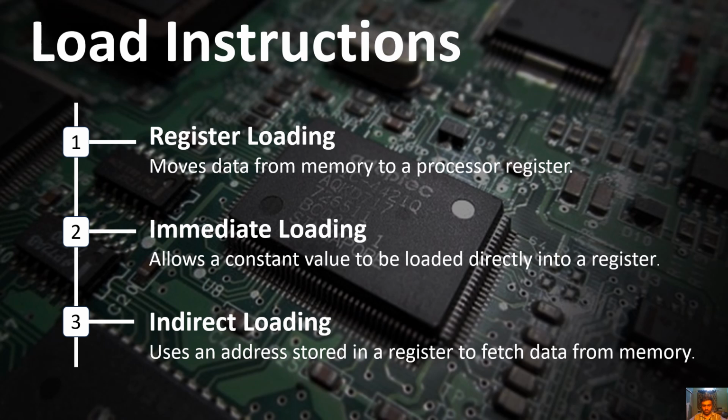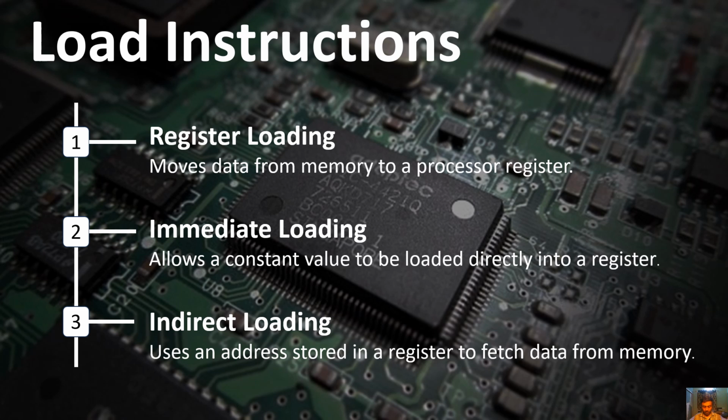Loading instructions. There are three types of loading instruction: register loading, immediate loading, indirect loading. Register loading. Direct, the data is moved directly between registers or from memory to a register. Example: move R1, R2 moves the contents of register R2 to the register R1.